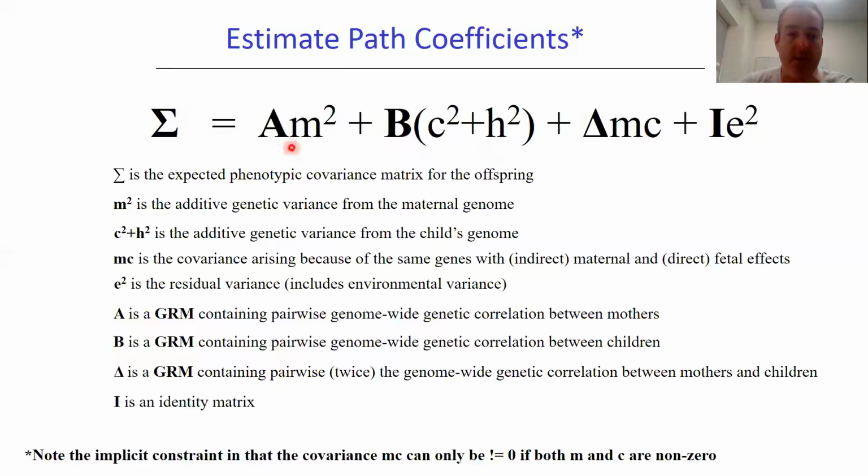So A is a GRM containing all the pairwise genome-wide genetic correlations between the mums. B is a GRM containing pairwise genome-wide genetic correlations between the children.